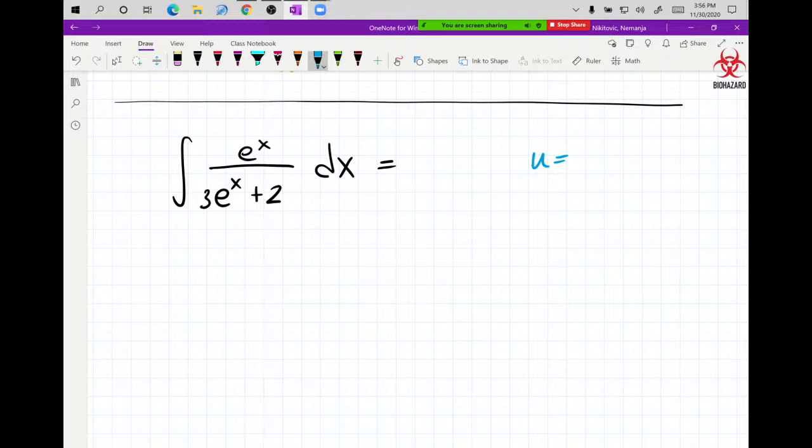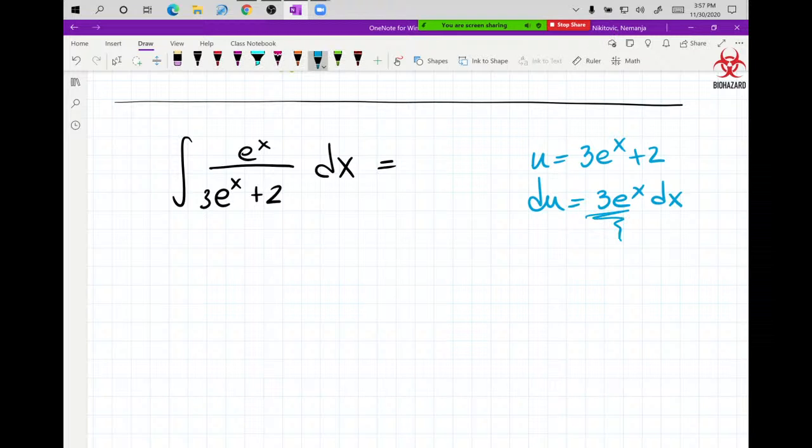3e to the x plus 2. There we go. So the entire denominator turns out to be this. Okay, so now what? The derivative. Good, which is du is equal to what? 3e to the x dx. So we have to have that dx there in order for us to be able to replace it, because dx needs to be replaced. So this dx has to be there. It's not there for decoration.